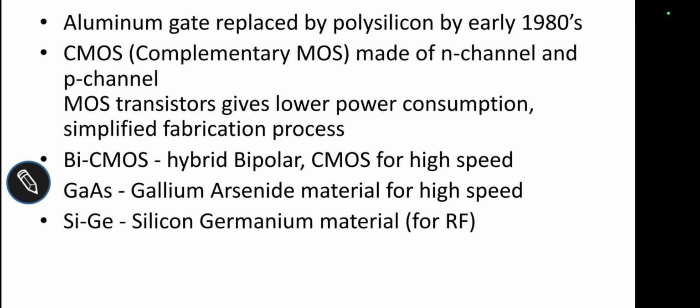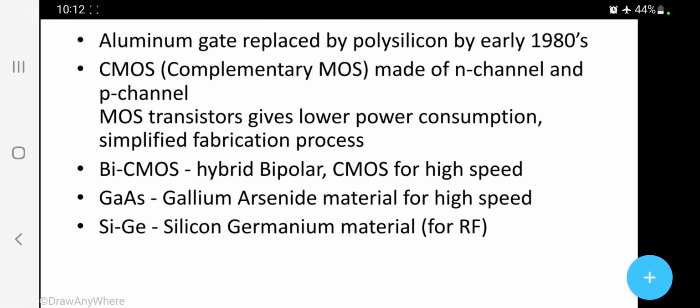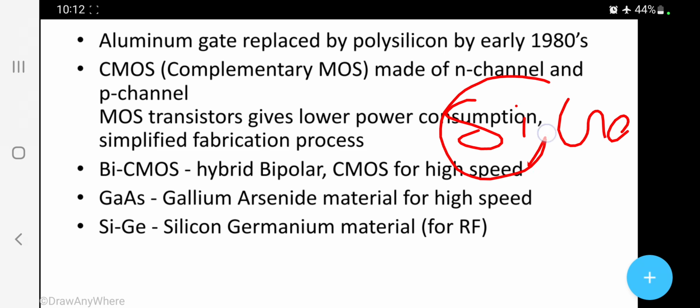Next, instead of silicon or germanium, mostly silicon only is used, but they went for gallium arsenide material instead of silicon. Here the material itself changed, to gallium arsenide, to increase the speed of operation.